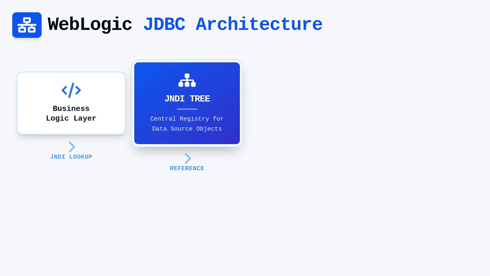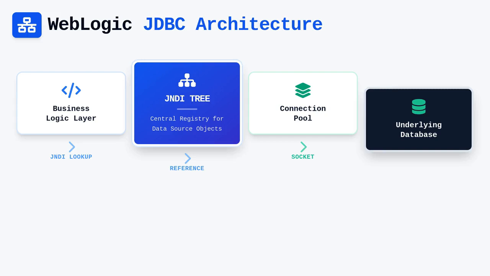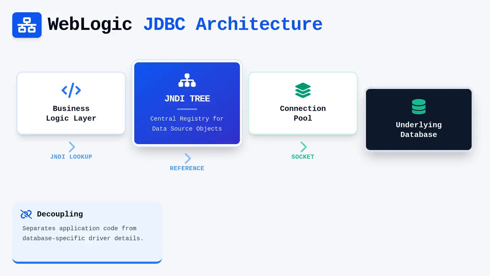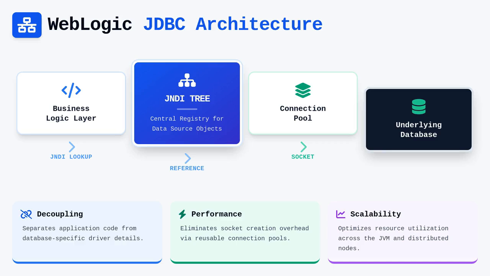The request flows from the business logic layer into the naming service, which returns a reference to a data source object tailored to the application's requirements. This connection management layer maintains a pool of active physical connections to the underlying database, preventing the overhead associated with establishing a new socket connection for every single transaction. By leveraging these connection pools, WebLogic enhances scalability and resource utilization within the JVM and across the distributed environment.